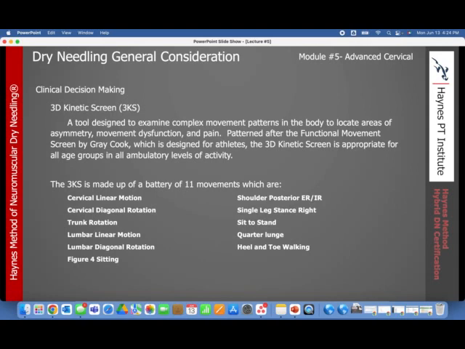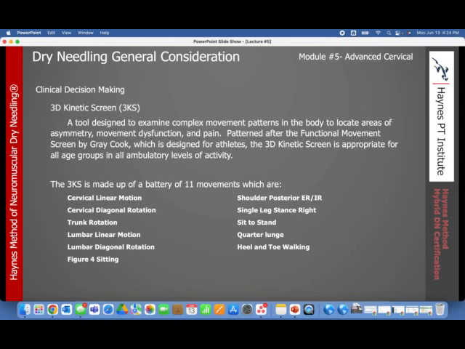One thing we're going to introduce here in our clinical decision making is a 3-dimensional kinetic screen. So what is this? It's a tool designed to examine complex movement patterns in the body to locate areas of asymmetry, movement dysfunction, and pain. It's patterned after the functional movement screen by Gray Cook, which is designed more for the athletic population. Here, the 3D kinetic screen is appropriate for all age groups and all ambulatory levels of activity.